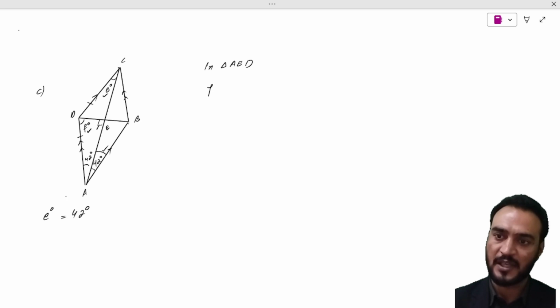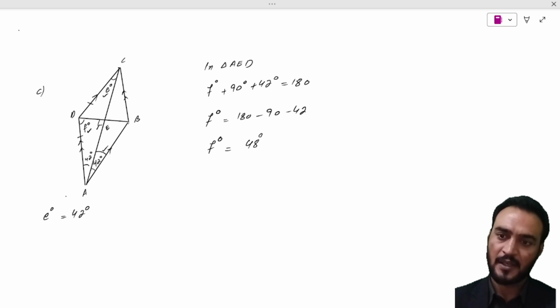We put the sum of these three angles, F degree plus 90 degree plus 42 degree, equals 180 degree, and the value of F degree equals 180 minus 90 minus 42. Subtracting 90 from 180 we get 90, and subtracting 42 from 90 we get 48 degrees. The value of F degree is 48 degrees. Hence the answer to this question. This was question number 5, and now we will solve question number 6.